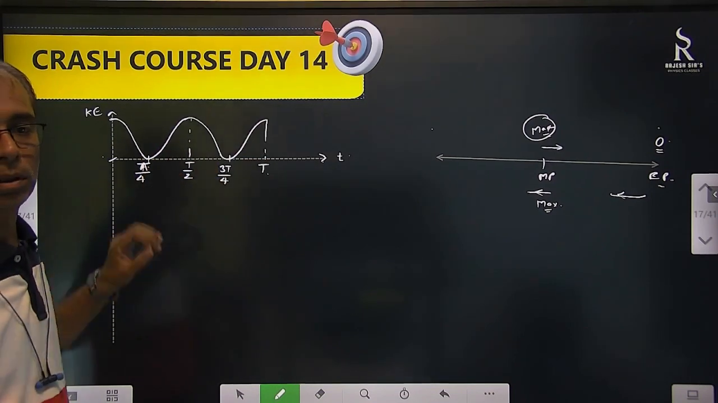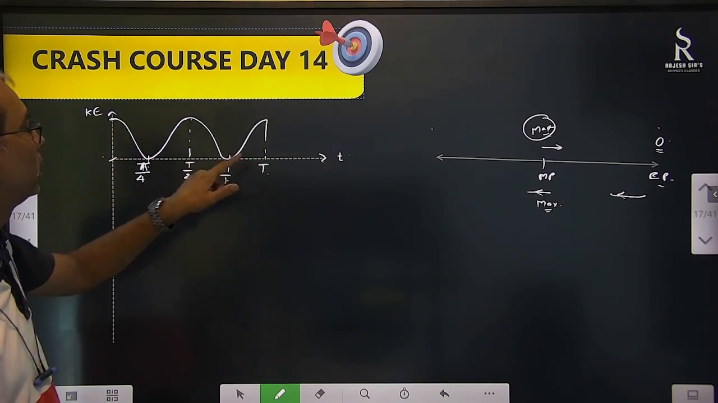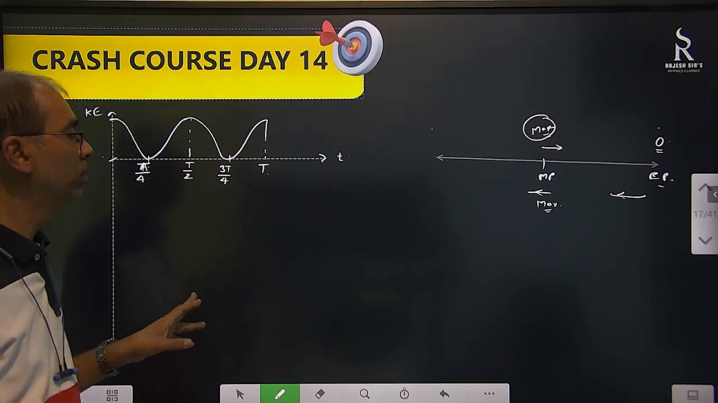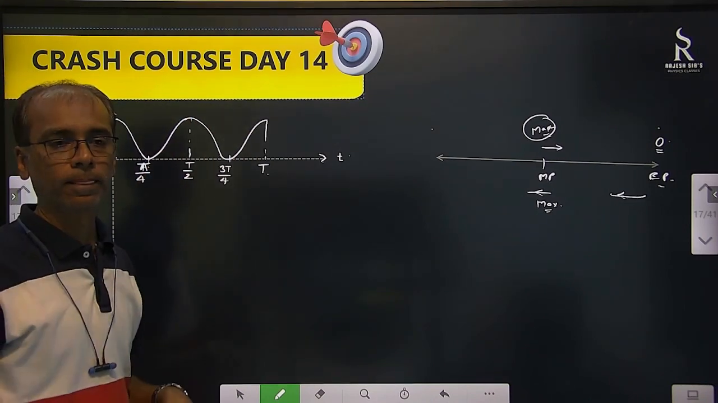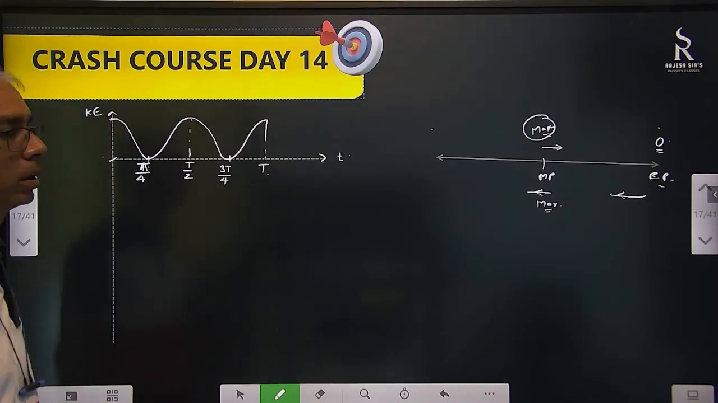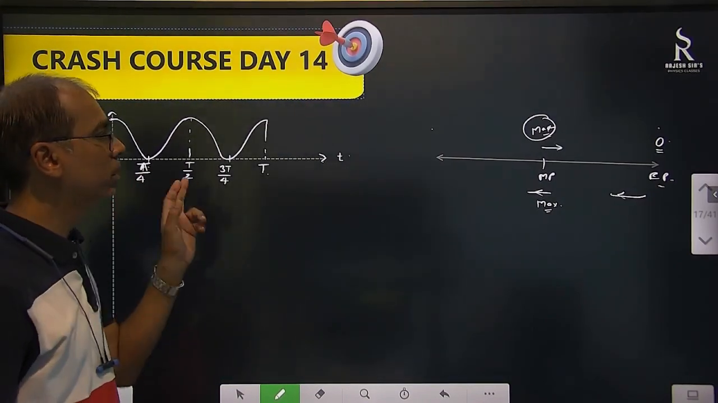This value we can't take, it's t equal to 0. From here only we are starting. So between 0 and T, how many times are you becoming maximum? Twice. And 0 also twice. So its frequency is what? Its frequency is 2. Frequency of particle doing SHM is 1.